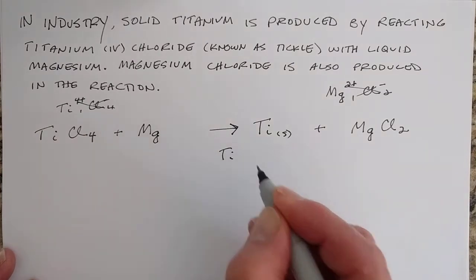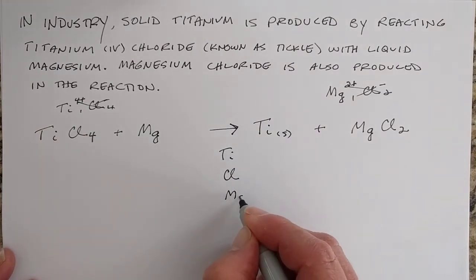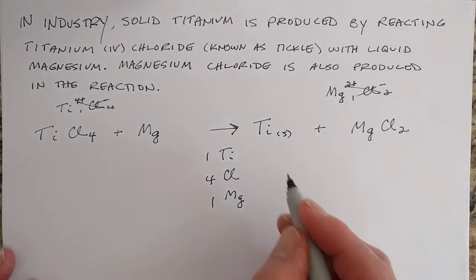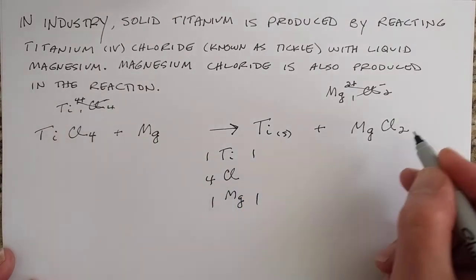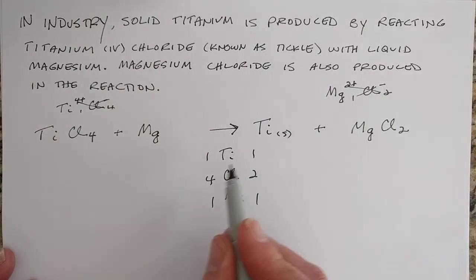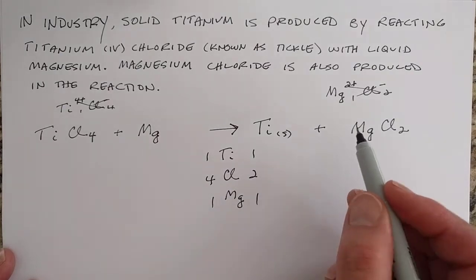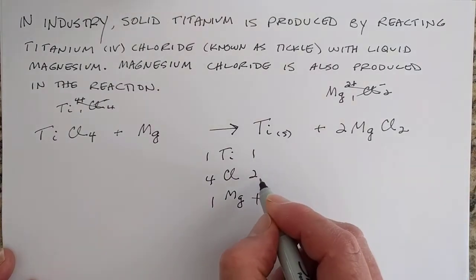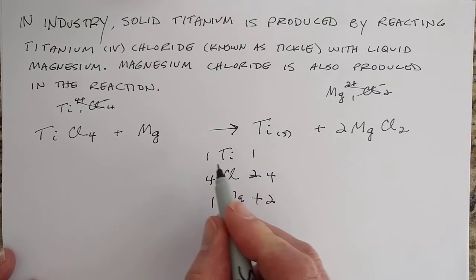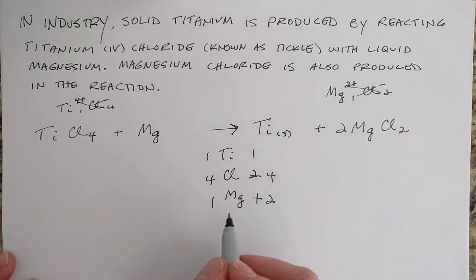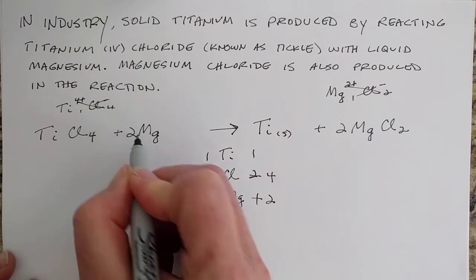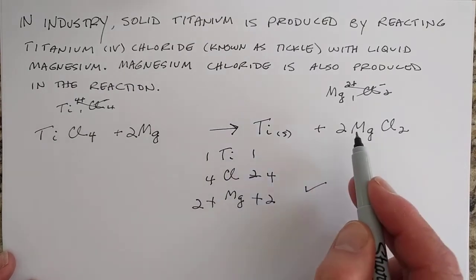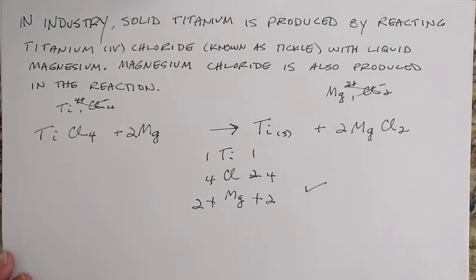Now you can go ahead and balance as usual. We have 1 titanium, 4 chlorine, 1 magnesium over here, and 1 titanium, 1 magnesium, and 2 chlorines. So we need to balance up the chlorines. To get 4, put a 2 in front, our coefficient. That gives us 2 magnesium and 4 chlorines. Titanium's still good, chlorine is good. Now magnesium, we need 2 on this side. Put in a coefficient of 2, and we're balanced. 1 to 2 to 1 to 2 is the lowest whole number ratio.